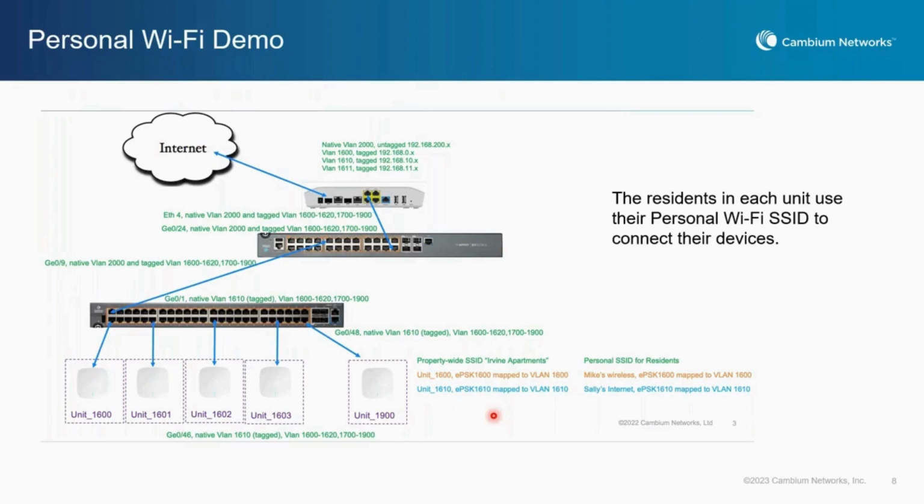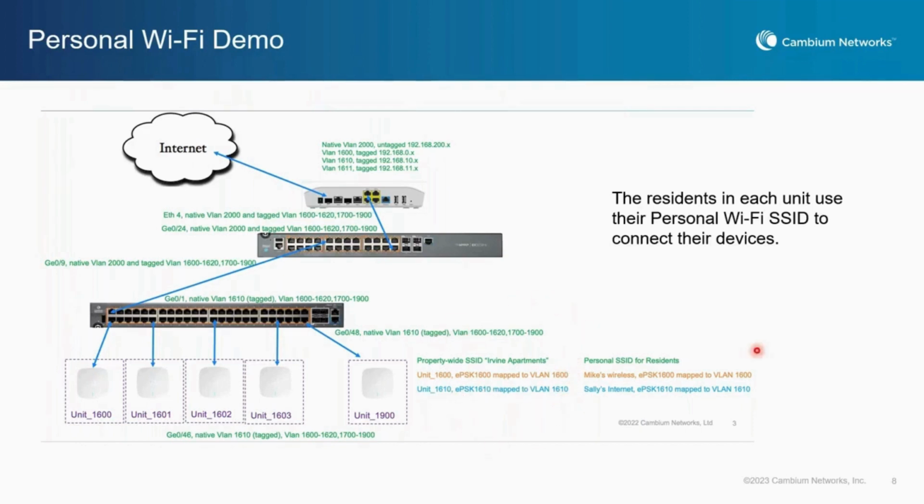So if Mike lives in apartment unit 1600, then we will map his devices to VLAN 1600. He'll have his own unique EPSK. Similarly, Sally will have her own unique EPSK. If she lives in unit 1610, she'll be mapped to VLAN 1610. So all of this is stuff that you guys are familiar with.